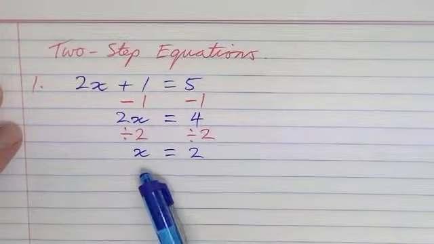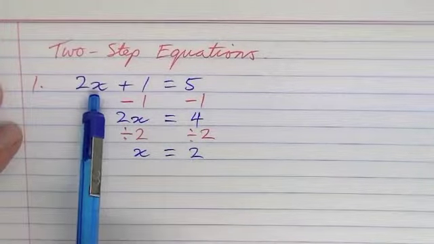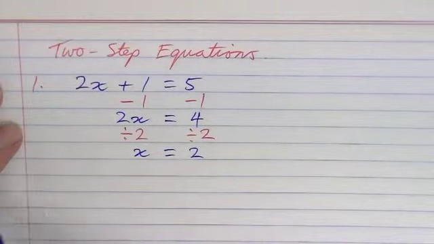Great, so let's see if this x equals 2 works in our original equation. 2 times 2 plus 1 equals 5. So that works with me because 2 times 2 is 4 plus 1 equals 5. Fantastic. Let's try another one.